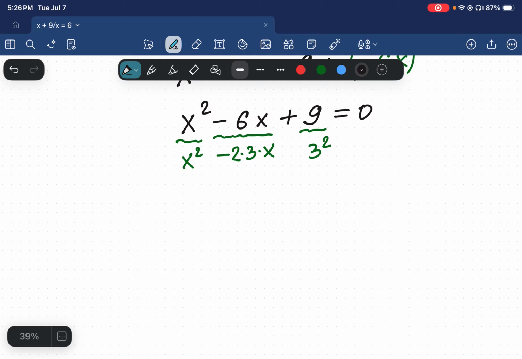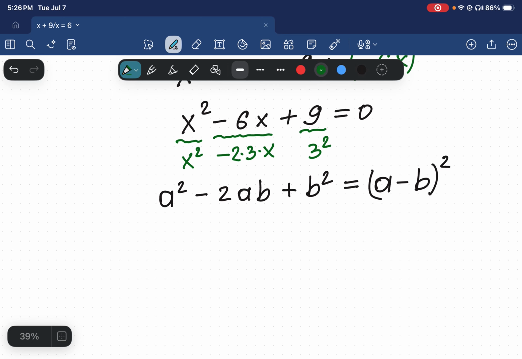And this matches a familiar pattern, which is a squared minus 2ab plus b squared, which equals (a minus b) in the parentheses squared. In our case, a is x and b is 3. And now our equation becomes (x minus 3) squared equals 0.